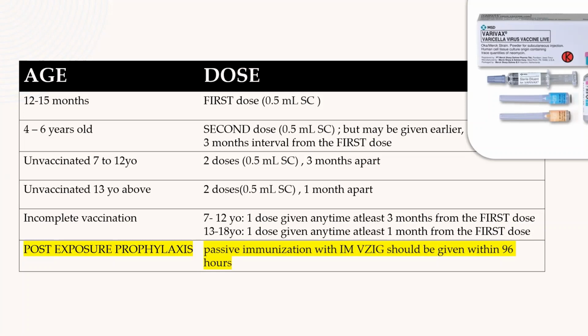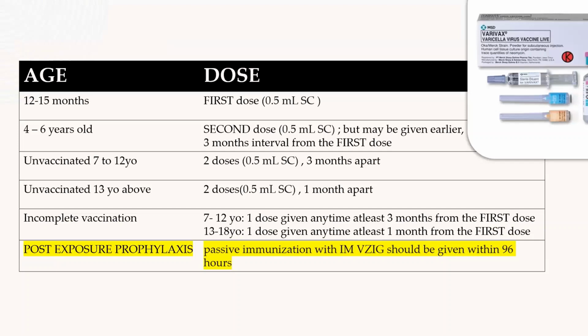For the immunization, we can give the first dose of the vaccine starting at 12 to 15 months. At the age of 4 to 6 years old, the second dose can already be given. But for your information, it can be given earlier. It should have a 3 months interval from the first dose. For those unvaccinated 7 to 12 years old, we can give two doses 3 months apart. Also for unvaccinated 13 years old and above, two doses but should be 1 month apart.